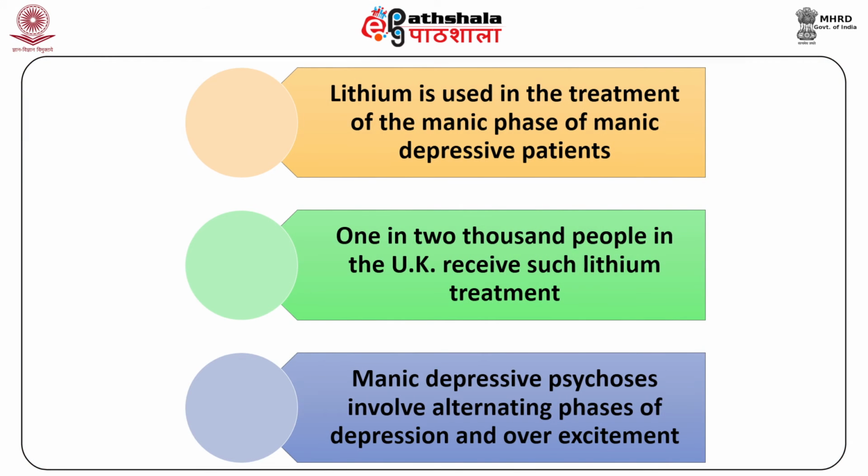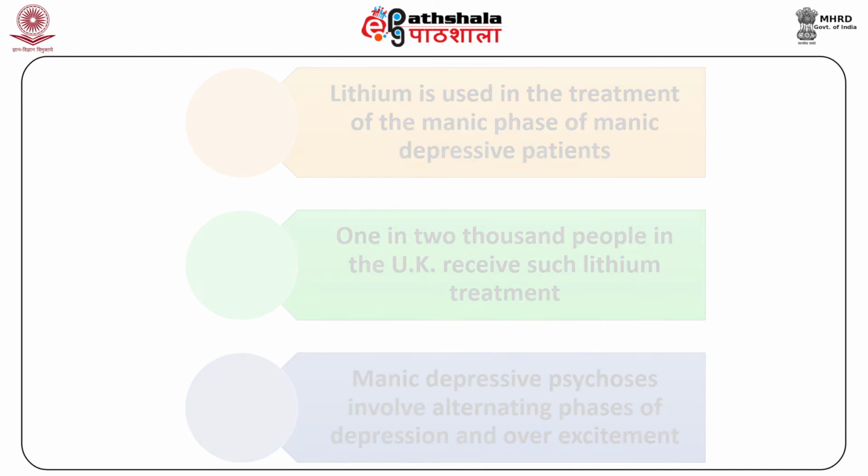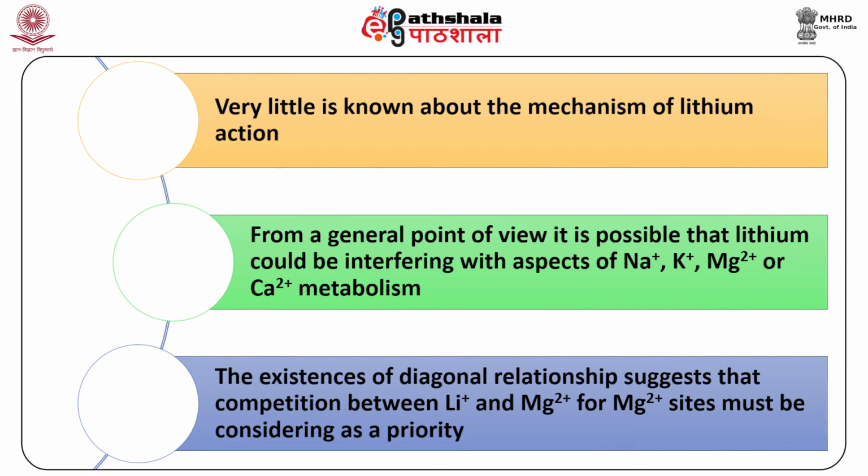Lithium is used in the treatment of the manic phase of manic depressive patients. 1 in 2,000 people in the UK receive such lithium treatment. Manic depressive psychosis involves alternating phases of depression and overexcitement. Very little is known about the mechanism of lithium action.